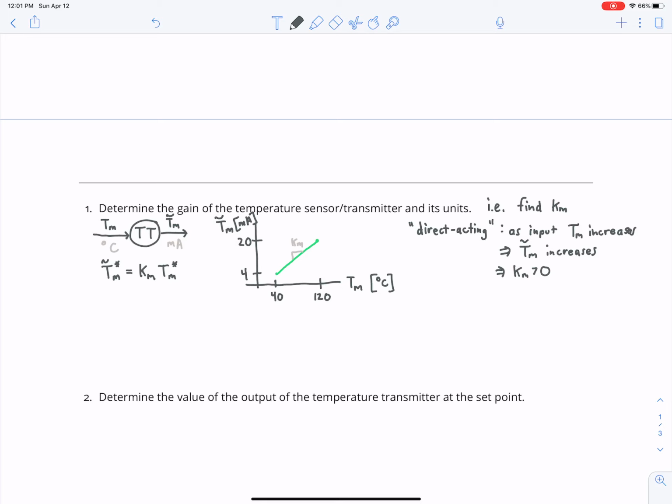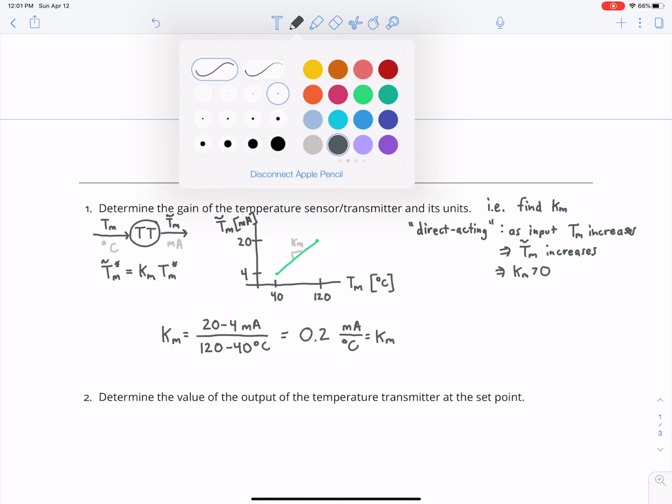And what we can do from this plot is compute the slope of that line. All right, Km equals change in y over change in x, right? 20 minus 4 milliamps all over 120 minus 40 degrees C. All right, so it's output, change in y, output over input. And what we get if you put that in MATLAB or Julia is 0.2 milliamps per degree C. And we can put a box around this, a red box.